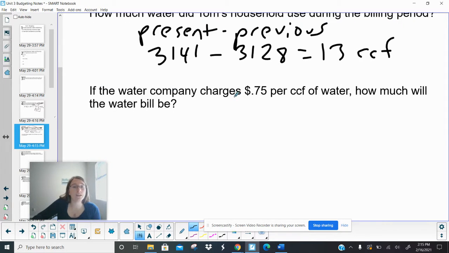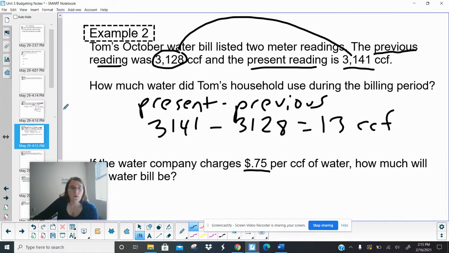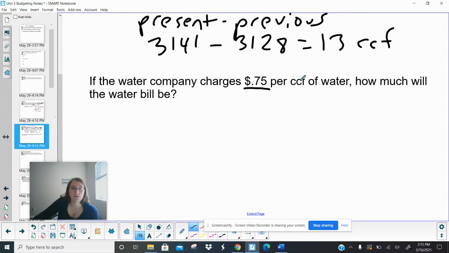Now, this water company is more expensive. This is 0.75, not 0.0 now. If the water company charges 75 cents per CCF of water and they used 13 CCF, how much will just this one water bill be?